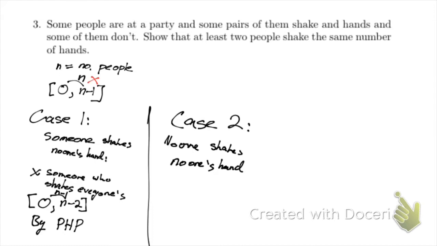Okay, so in case 2, we have this possible range of hands that someone can shake. Well, we can't have 0, right? But we can have n minus 1. Someone could shake everyone's hand.